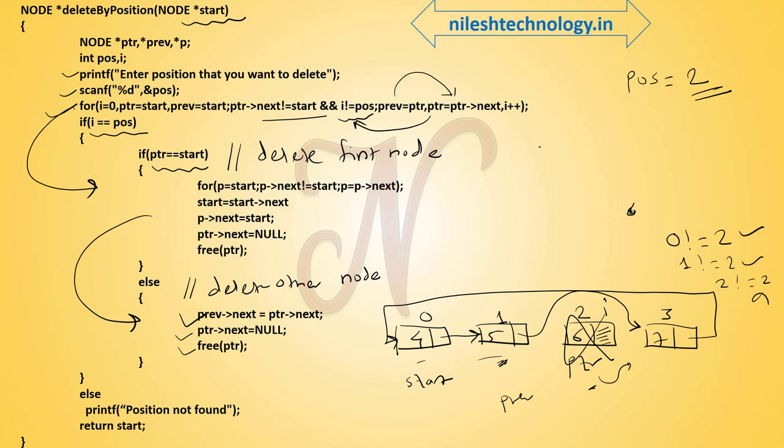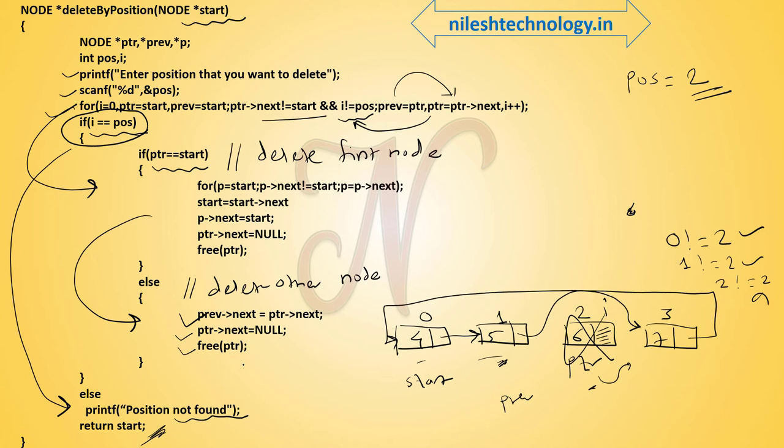Like this way we delete a node in between in a singly circular linked list. If you enter some invalid position like 11, 12 or 7, 8, then here the i and position values do not match, so it directly goes to the else part, position not found. Here we return the start of the linked list. So now we test this code.